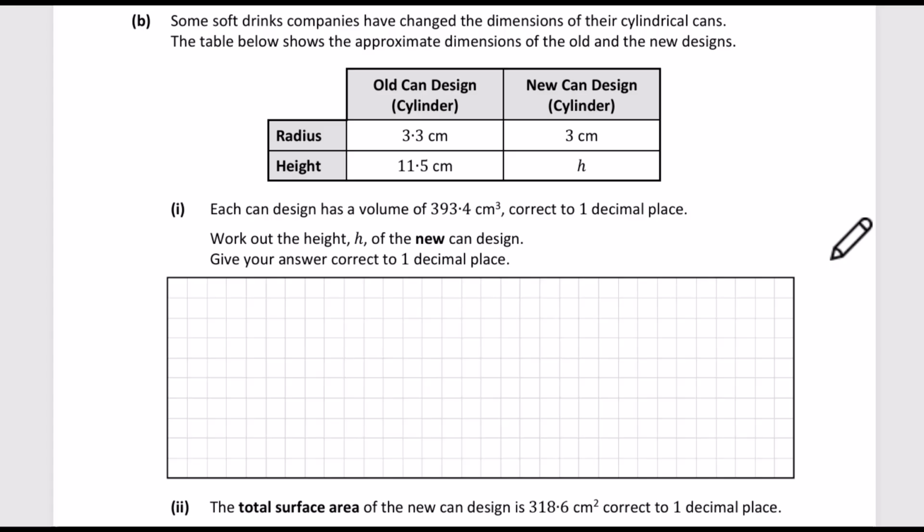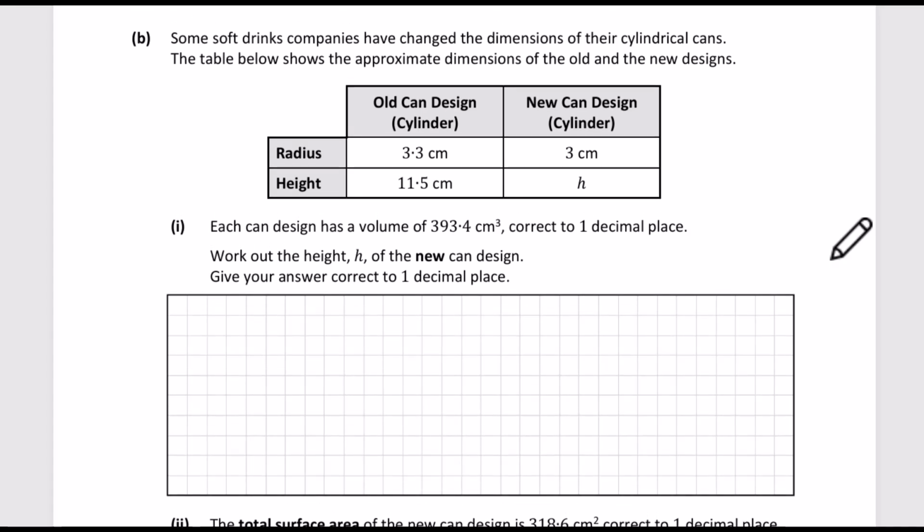Okay, next question then. Some soft drink companies have changed the dimensions of their cylindrical cans. The table below shows the approximate dimensions of the old and new designs. So we can see here we've got the old can design, which is a cylinder, and the radius is 3.3, the height is 11.5. This is the new one here, and that has a smaller radius, so a smaller diameter, but we don't know the height. So for each design, we have the same volume. So in other words, the height must have increased in order to keep the same volume if we reduce the radius. So anyway, we've got to work out h of the new can.